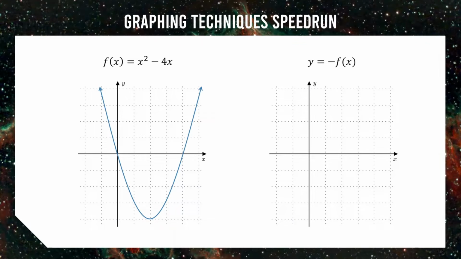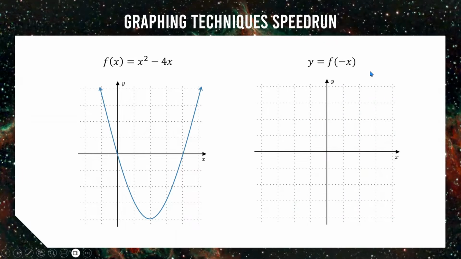Okay, starting off simple with just looking at the negative of this function. So taking a function and multiplying it by a negative is just going to flip your picture across the x-axis. So our concave up parabola becomes a concave down parabola. So that's a negative at the front of the function.